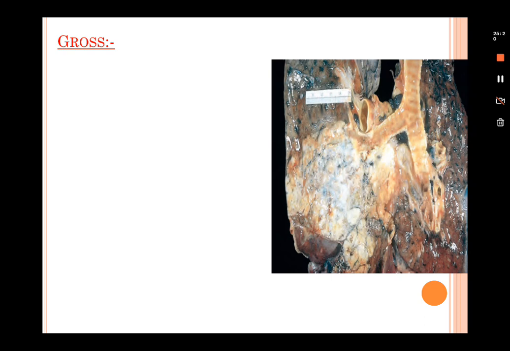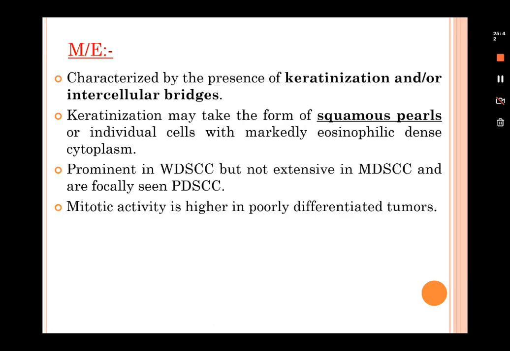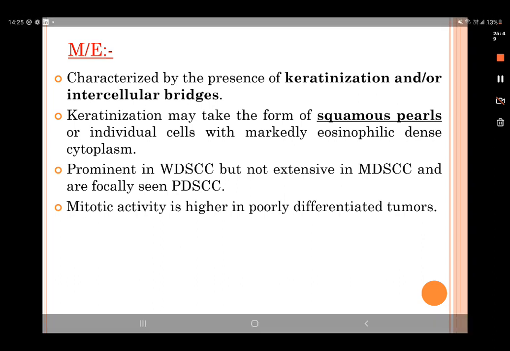Now on gross, it's a cauliflower-like growth. If you see, it's a cauliflower-like growth. Gray-white, and when you touch it, the consistency is firm to hard. If it is large, there will be hemorrhage and necrosis also. Sometimes these can cavitate. Wherever you see these black areas, this is necrosis. So they can form cavities, empty spaces. Microscopically, there is the presence of keratinization and/or intercellular bridges. Just remember these two words.